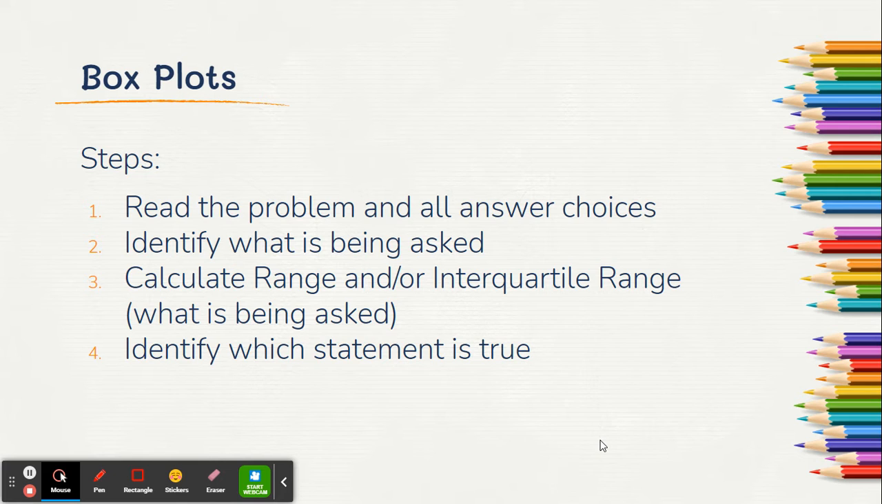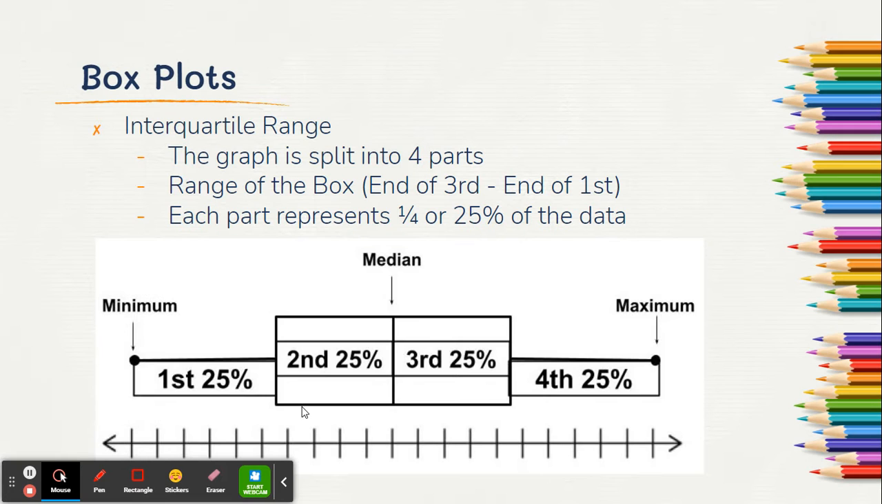Okay, so like always, we want to read the problem and all of our answer choices, and then identify what is being asked. In this case, we're going to calculate range and/or interquartile range, whatever gets asked. This one might also mix in median or the symmetry or things like that. And then like all the other ones, identify which statement is true. Okay, so here, interquartile range.